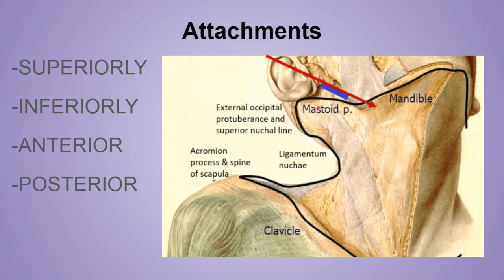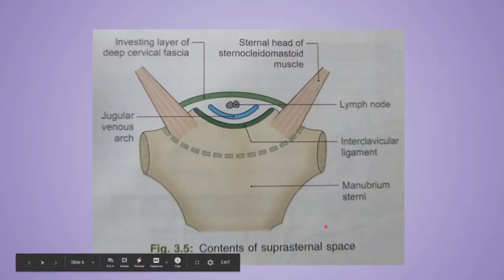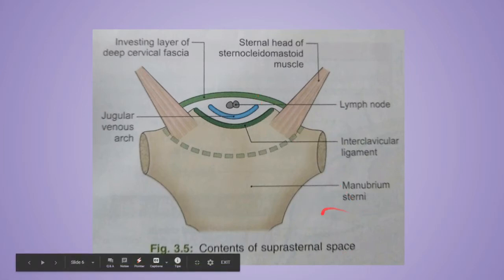Now the inferior attachments. Inferiorly it attaches to the spine of the scapula and the acromion process of the scapula, in the posterior part, on the back side. Then the clavicle, and then the manubrium of the sternum. Over here the fascia also splits to enclose two main spaces: the suprasternal space above the sternum, and above the clavicle the supraclavicular space. We'll talk about this in detail later.